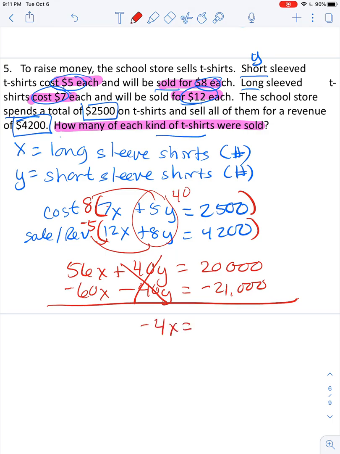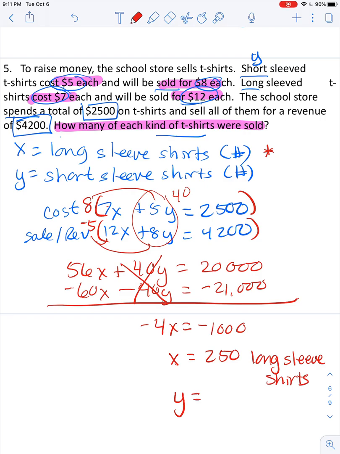So here I get a -4x, which seems weird, but here I get a -1,000. So when I divide that out, I get 250 and the negatives go away. So looking back, that is going to be the number of long sleeve shirts.